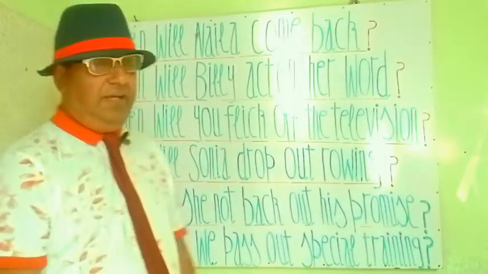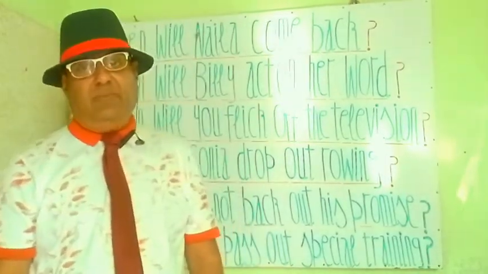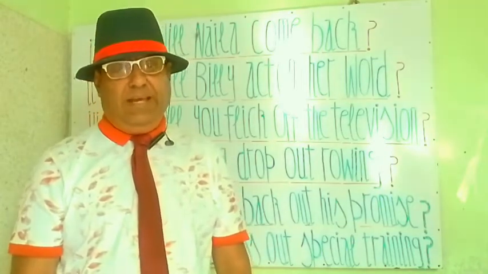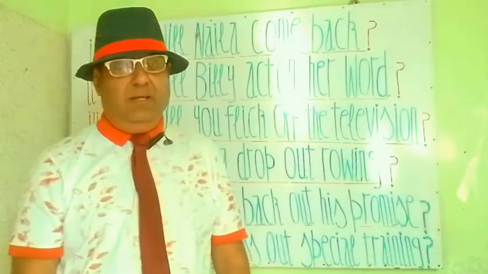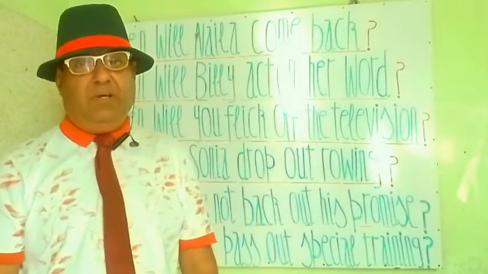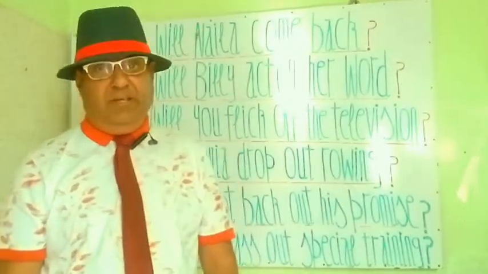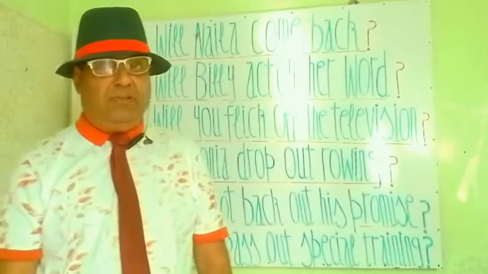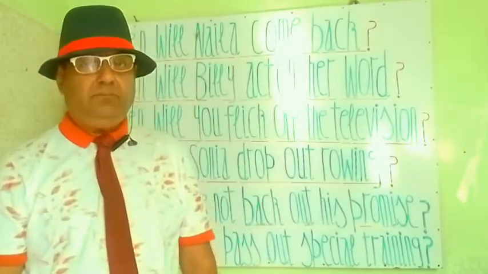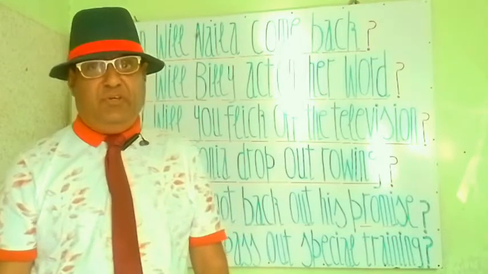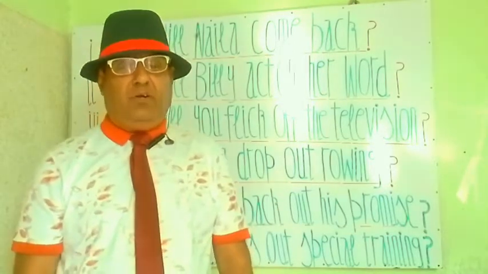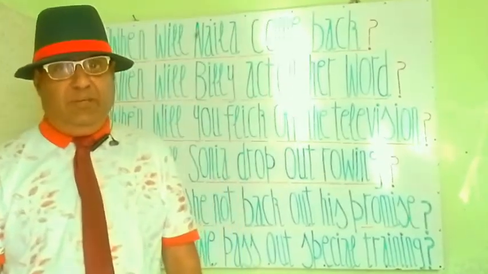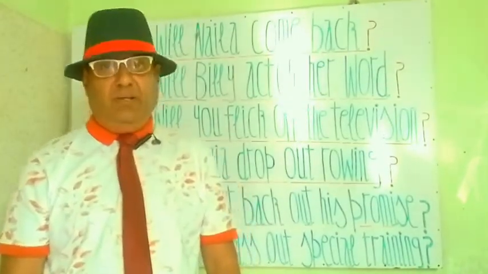So this is again a beautiful phrasal verb. When will Billy act on her word? बिली अपने कॉल पर, अपने वादे पर कब अमल दरामद करेगी? बिली अपने वादे को कब निभाएगी? Act on होता है to take action, to fulfill a promise. So when will Billy act on her word? बिली अपने कॉल को कब निभाएगी? बिली अपने कॉल पर कब अमल करेगी?